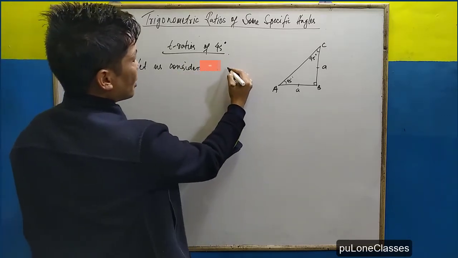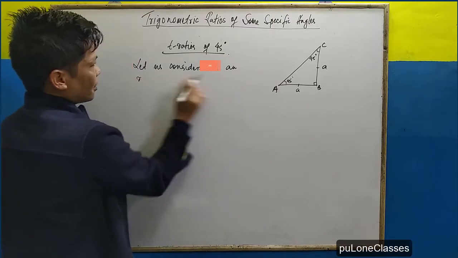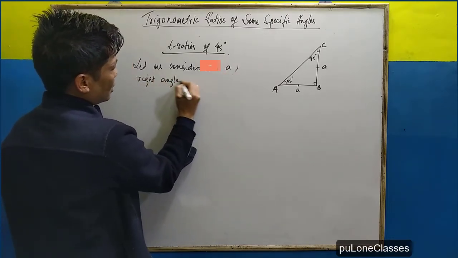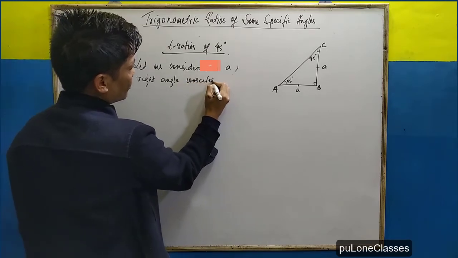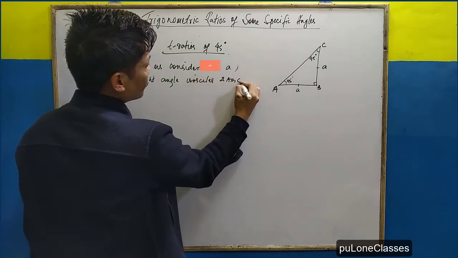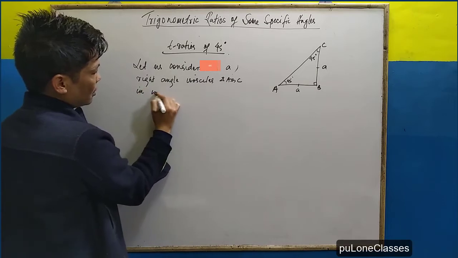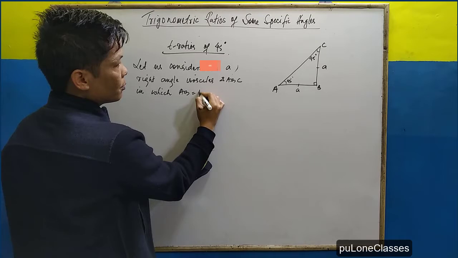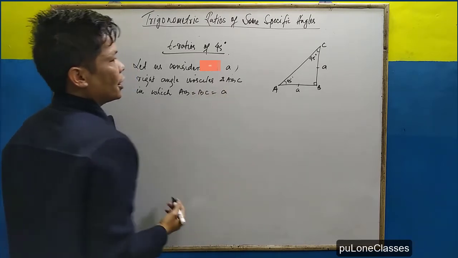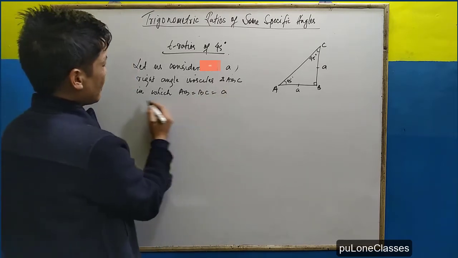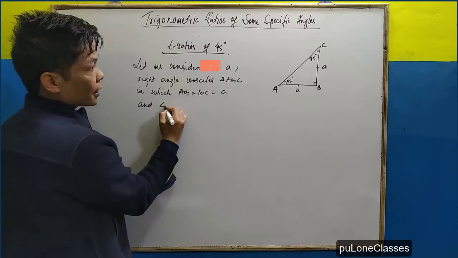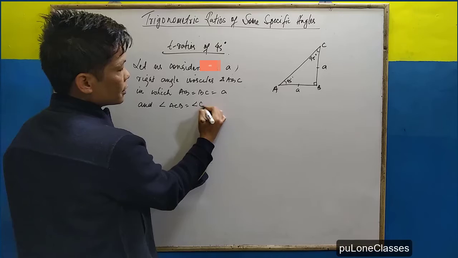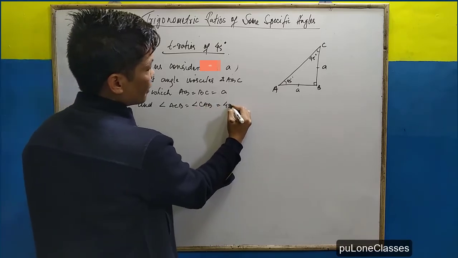Let us consider a right angle isosceles triangle ABC, in which AB is equal to BC, both are A unit, and angle ACB is equal to angle CAB, both are 45 degree.